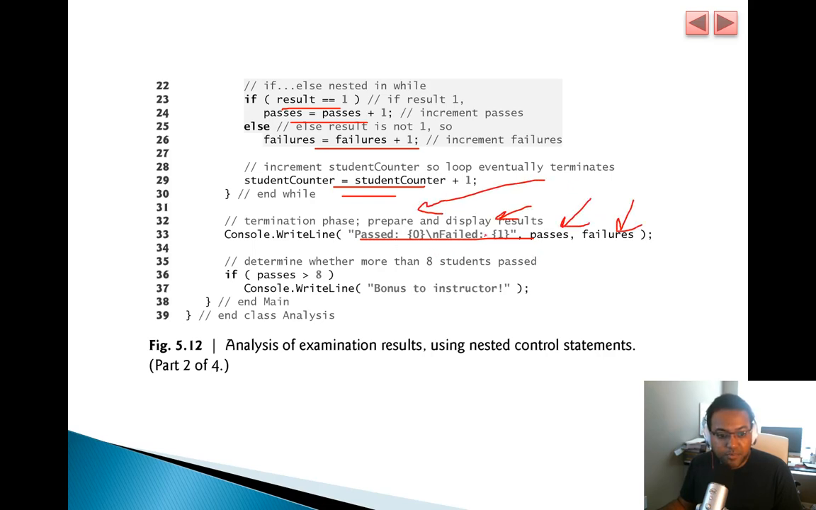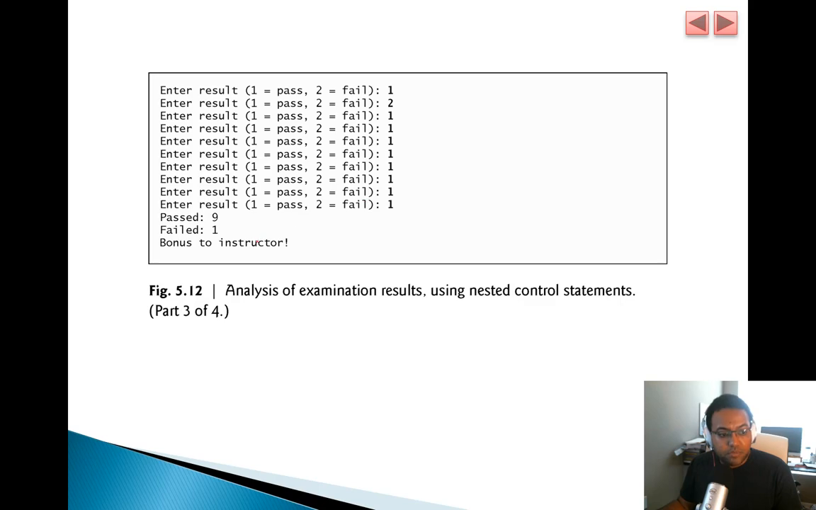So you can see these are the variables, and that 1 is where the failures go, and the 0 is where the passes will go. So, as we continue, if the passes is greater than 8, display bonus to instructor. And there you go. Bonus to instructor.